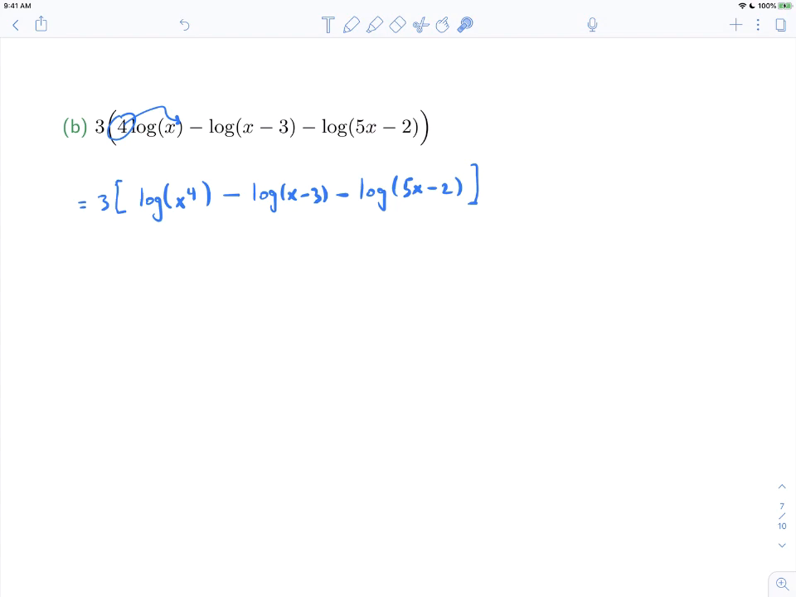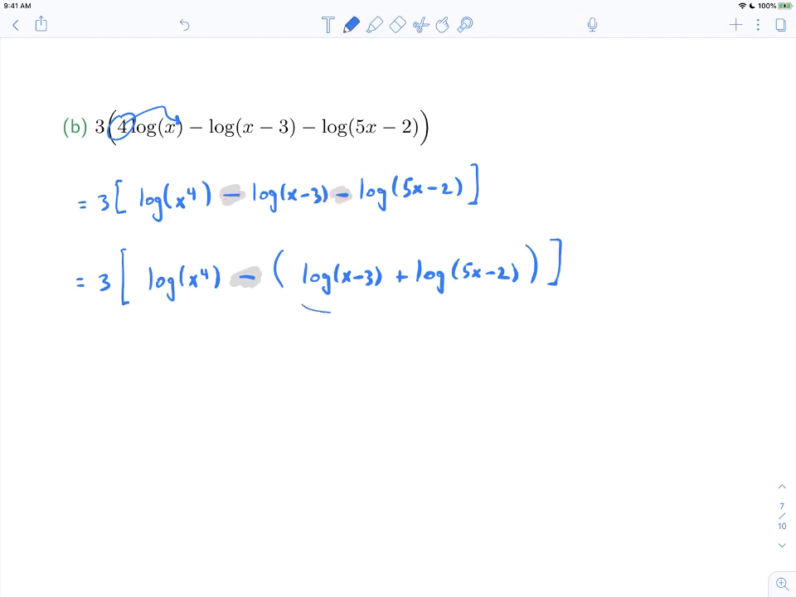Both of these, this x minus 3 and that 5x minus 2, are going to end up in the denominator because of that minus sign. So we could actually rewrite this. This is going to be 3 times, I'm just going to leave the 3 out there for now, log of x to the 4, and I'm going to factor out that minus sign. So it's going to be log of x minus 3 plus log of 5x minus 2. These two minus signs are the same as that minus sign. If I distribute this minus sign through these parentheses, you'll get those minus signs.